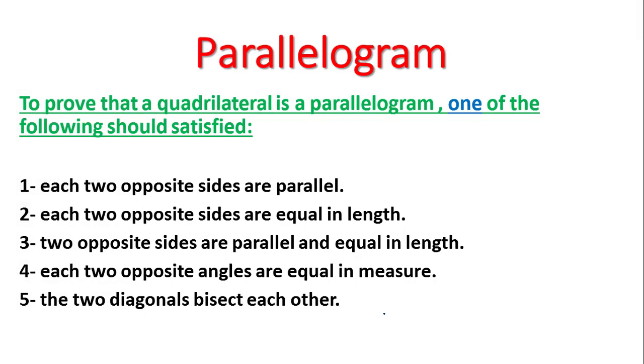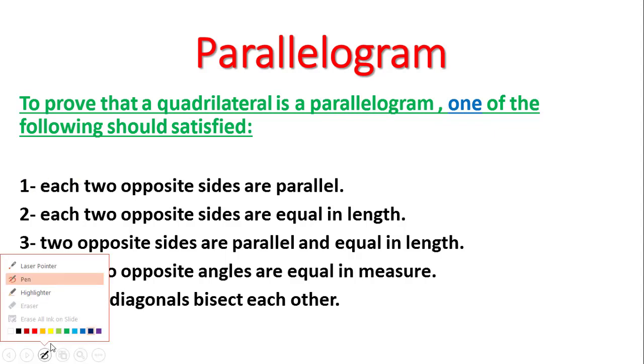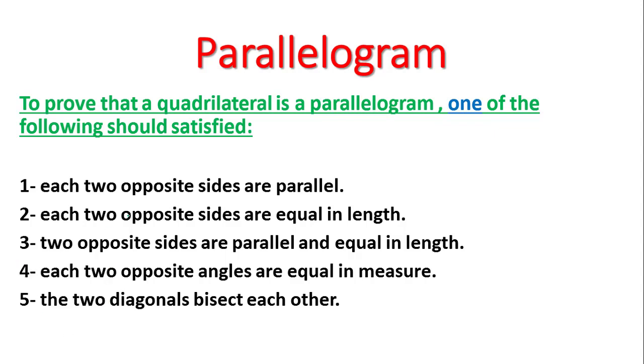Now I want you to know how to prove that a quadrilateral is a parallelogram. If you have a quadrilateral and you want to prove that it is a parallelogram, you should prove only one of the following. The first one, you can prove that each two opposite sides are parallel, and this is enough to be a parallelogram, or each two opposite sides are equal in length, and also this property is enough to be a parallelogram.